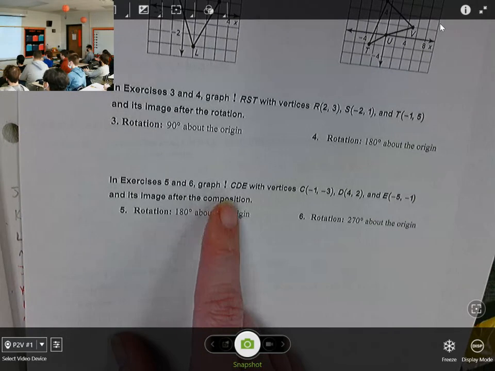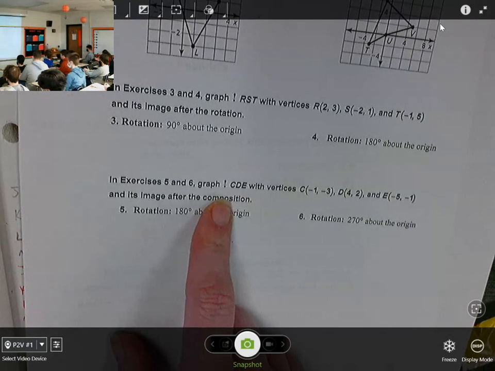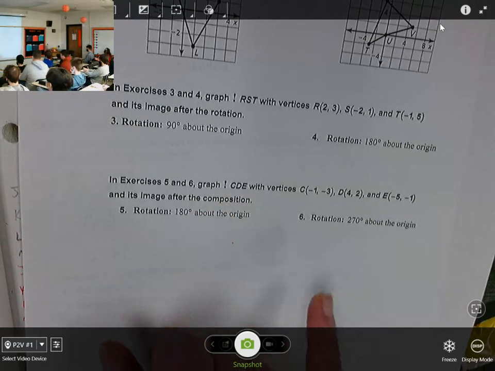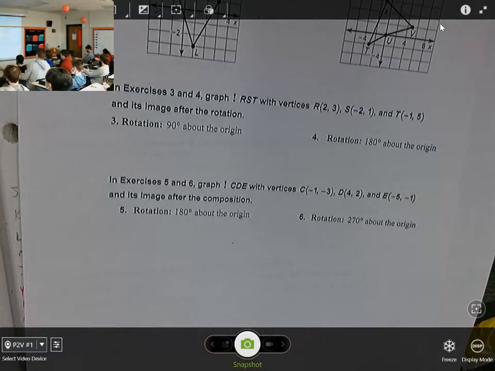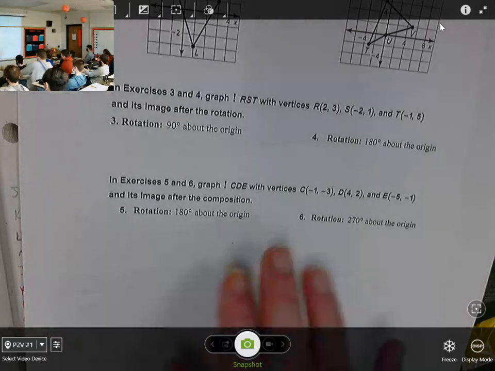I forgot to change composition to rotation because these were compositions. It was like do this reflection and a rotation. Do this translation and a rotation. But we're not doing compositions. We're just doing simple rotations.